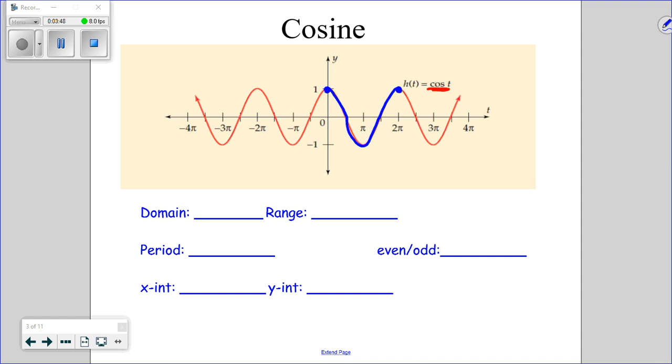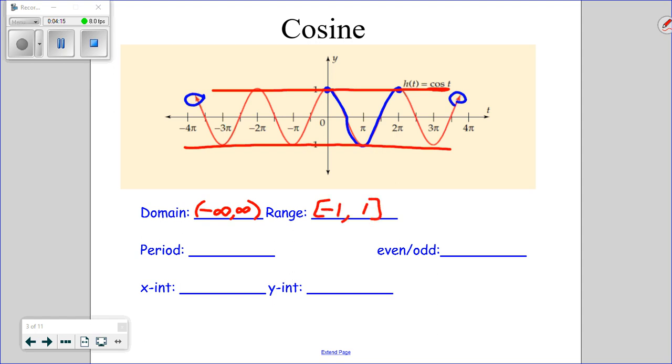All right, so let's look at some of the characteristics. Domain. Well, remember that we have arrows at the end, so this graph is going to keep going in both directions. So the domain is negative infinity to infinity. Range, though, remember, stands for your y value. So if you read the graph from bottom to top, your y values are always between negative 1 and 1, inclusive, meaning we're including negative 1 and 1. We already talked about the period. The period is 2 pi, and again, that's the part of the graph that repeats.